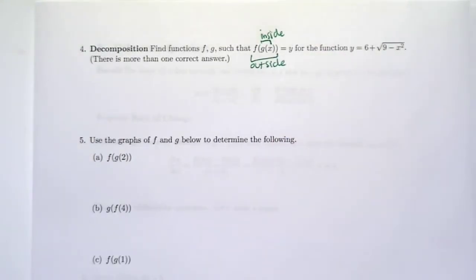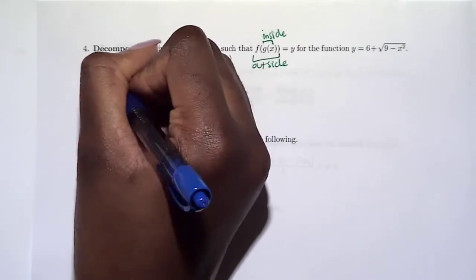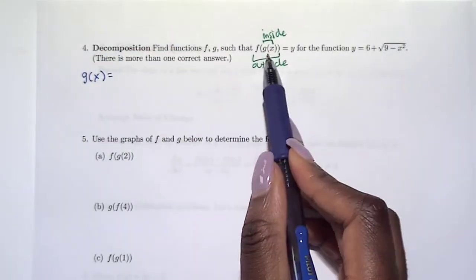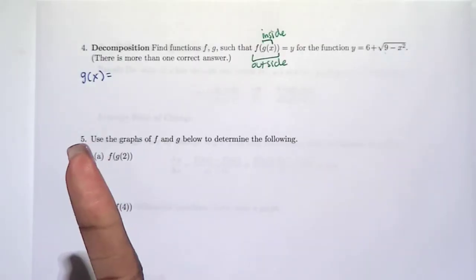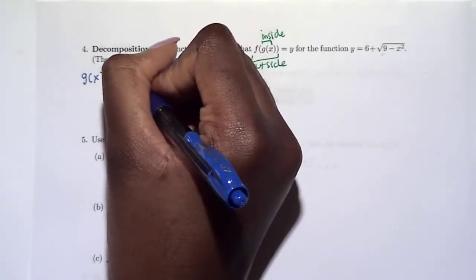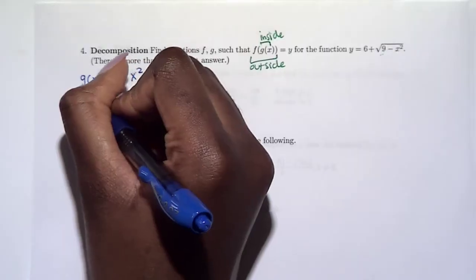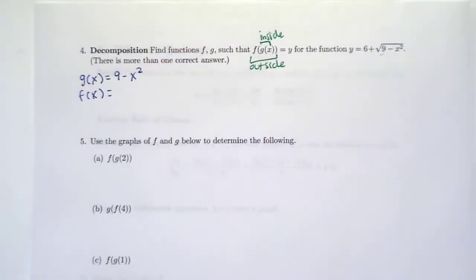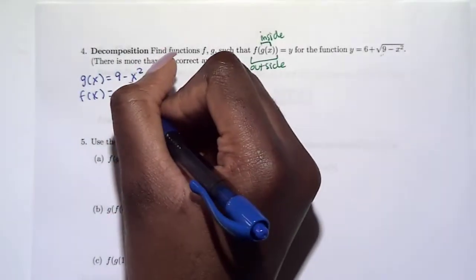So what could be a possible inside function? So there is multiple answers to this. So I'll give maybe two examples of answers. So let's start with the inside function g of x. What function could we call the inside function? Maybe this 9 minus x squared, which means our outside function is 6 plus the square root of that.